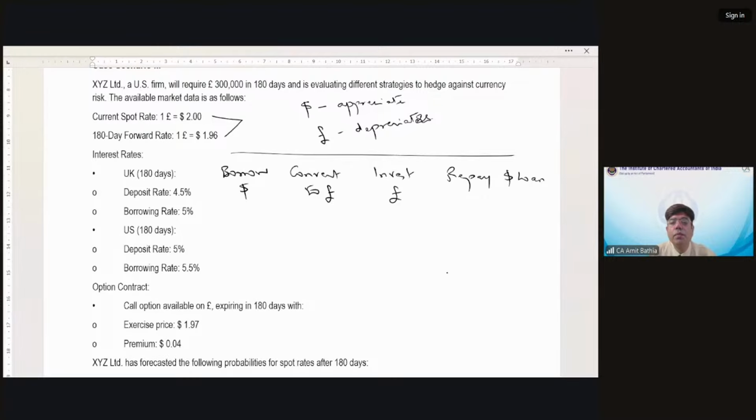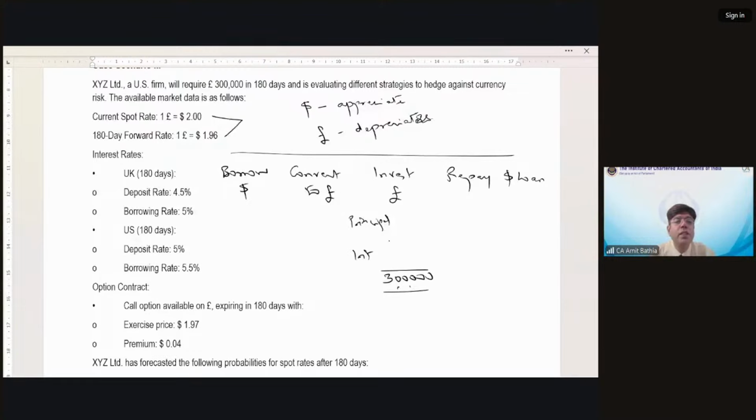I need over here 300,000 pound. This is the maturity value of the investment because that is what my obligation is, right? So for that, how much do I need to invest? Because there will be interest and then there will be principal which I will invest. So how much is that going to be?